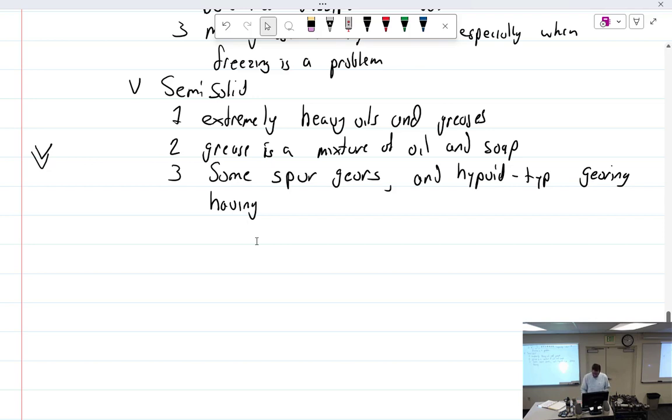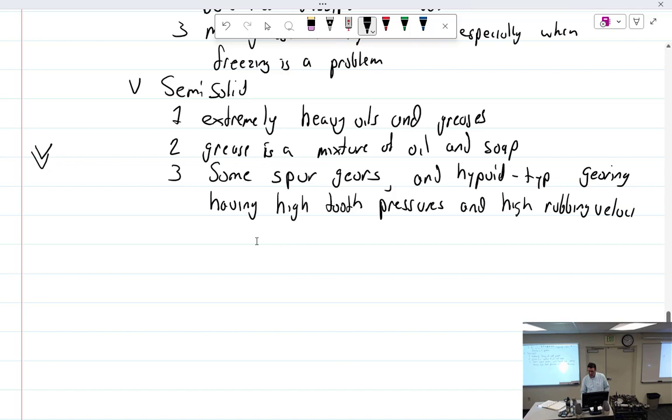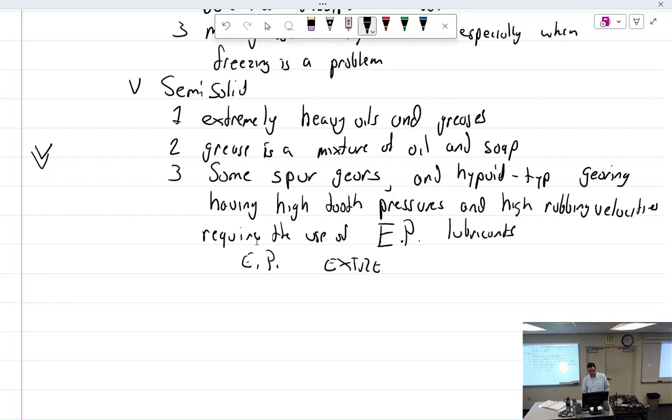Anyway, the point is, some types of gears having high tooth pressures and high rubbing velocities require the use of EP lubricants. What does EP stand for? Extreme pressure. I think you see that in some other spot again. Extreme pressure.